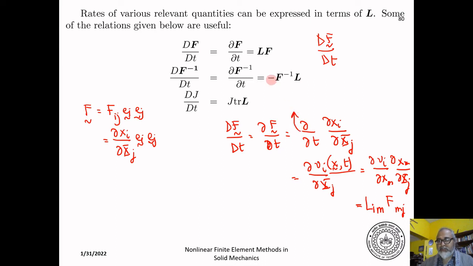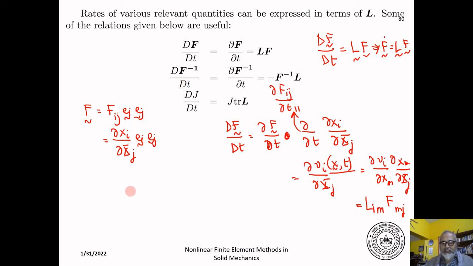Which means that dF/dt is, sorry, I shouldn't have written this. This is ∂F_ij/∂t. So this is the way. So ∂F/∂t is simply LF. So what we write is F dot is equal to LF. Whenever we have ∂F/∂t kind of quantity, ∂/∂t kind of quantity, we write it as F dot. F dot will denote a total time derivative.